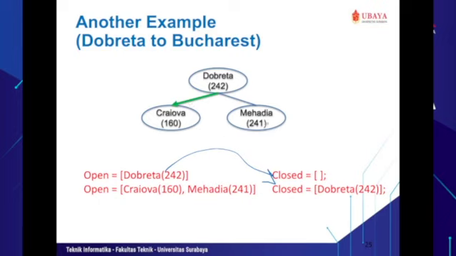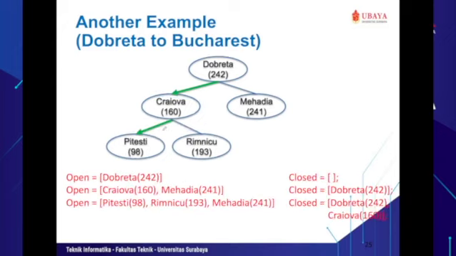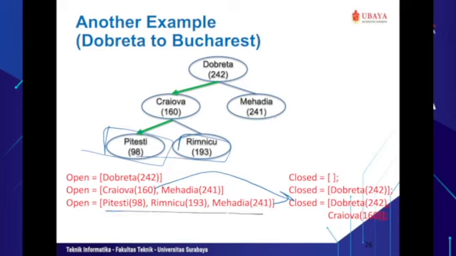So we sort the queue, we put Craiova in front of our open list. So next we will expand Craiova. From Craiova we know that it has two child nodes, Pitesti and Rymnicu. We move Craiova to our closed list. So we get Pitesti, Rymnicu, and Mehadia in our open list, and this is the condition of the list after it has been sorted.